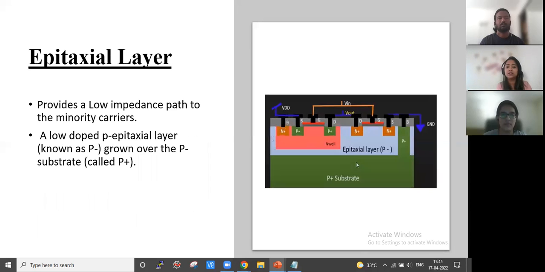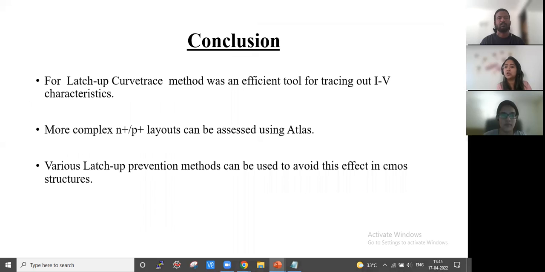Next, epitaxial layer. In this technique, a low doped P epitaxial layer grows over the P substrate. The P minus epitaxial layer provides a low impedance path for minority carriers, which prevents the latch-up triggering. A cross section is shown below.